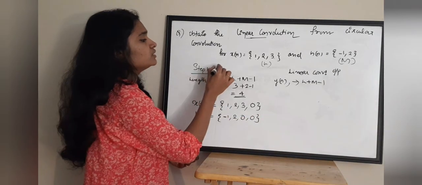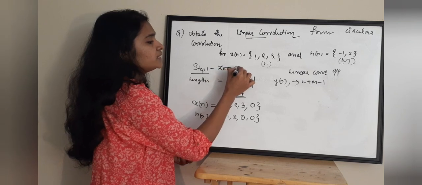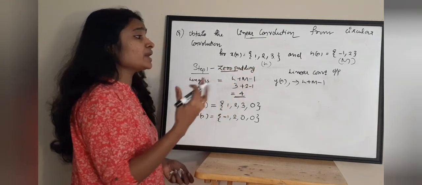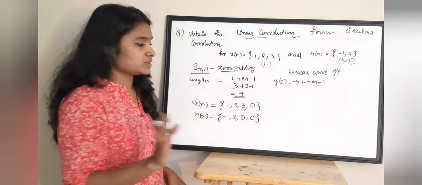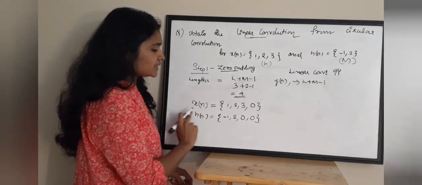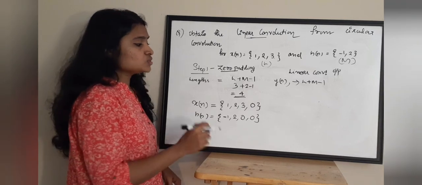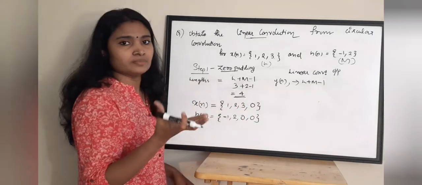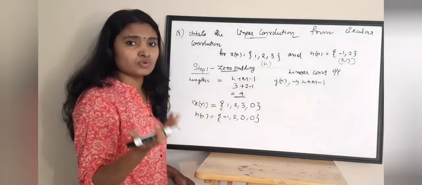So in step 1, what we are doing is 0 padding. And we are 0 padding to a length of L plus M minus 1. Right. So now you have a new x of n and new h of n. So these two sequences, if you examine, are of equal length. That is equal to length 4.